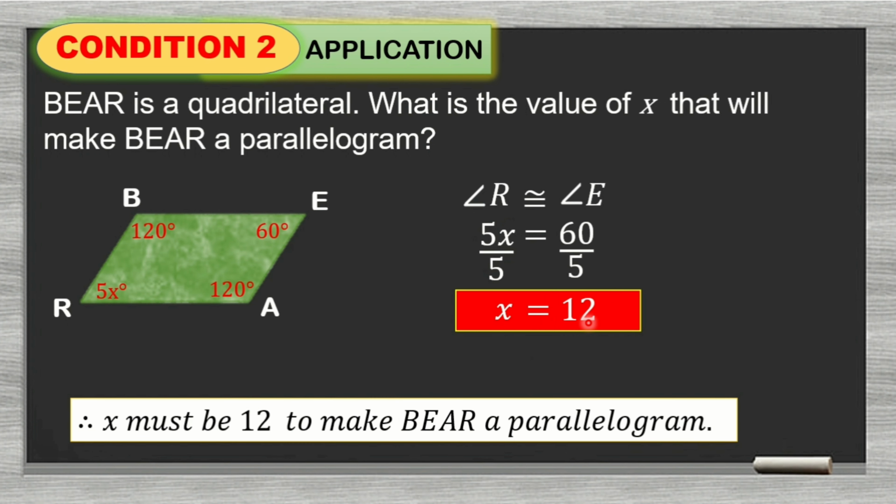So, pwede na tayo gumawa ng conclusion. So, therefore, x must be 12 to make BEAR a parallelogram. Check natin kung tama. So, kung yung x ay 12, papalitan lang natin yung x ng 12. I-multiply lang natin siya sa 5. So, 12 times 5 is equals to 60. So, kung yung angle R ay 60, since they are opposite angles, 60 rin yung opposite angle dito. Kaya, opposite angles are congruent. So, ibig sabihin, tama yung value ng x natin.